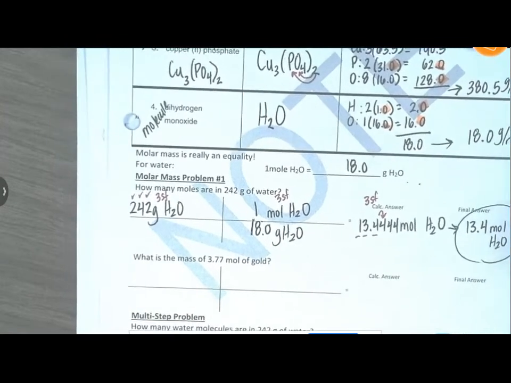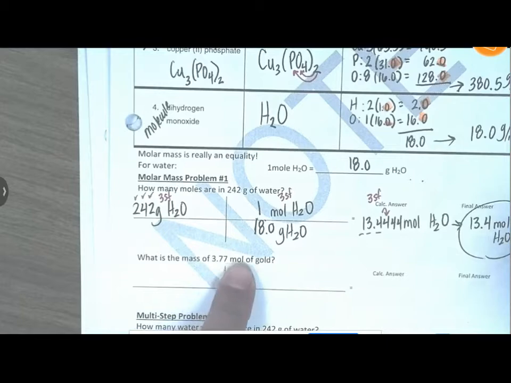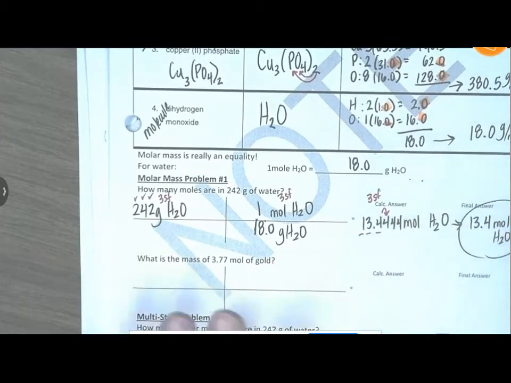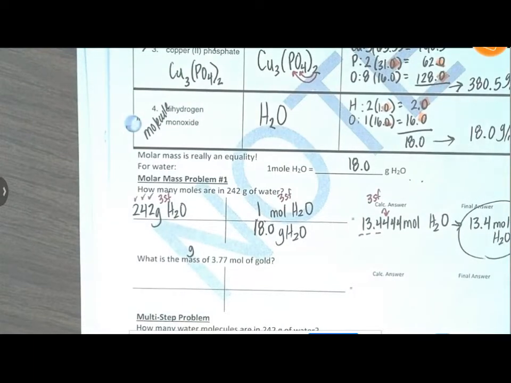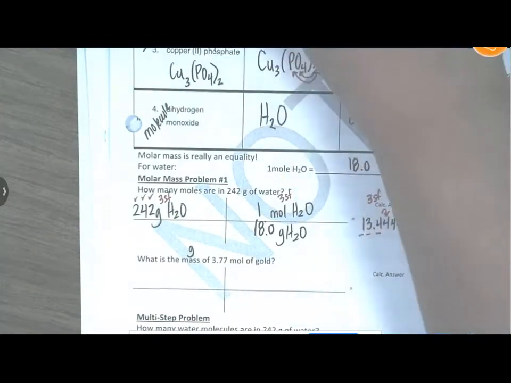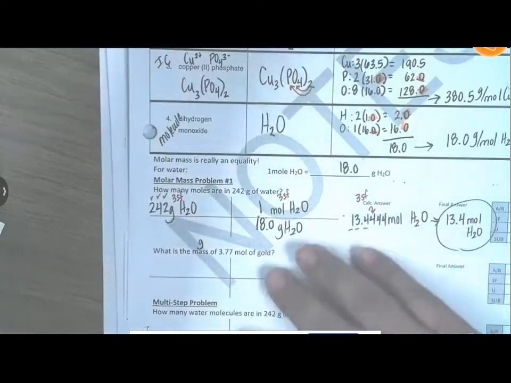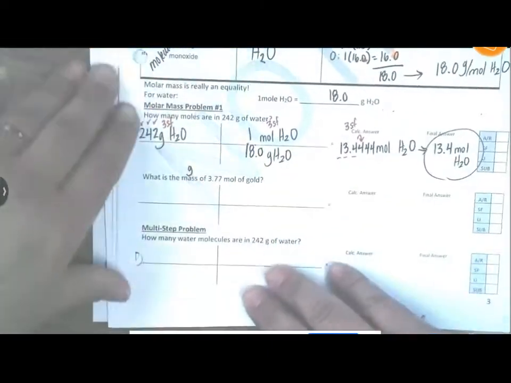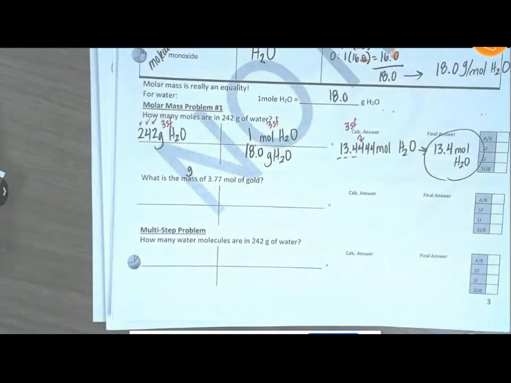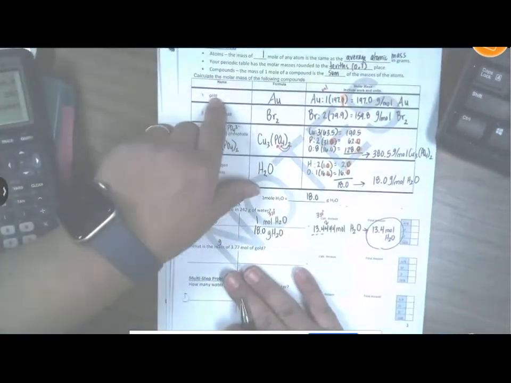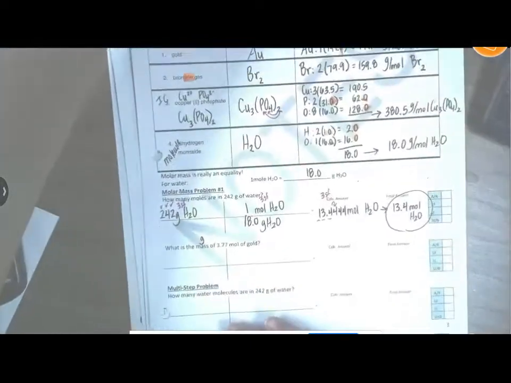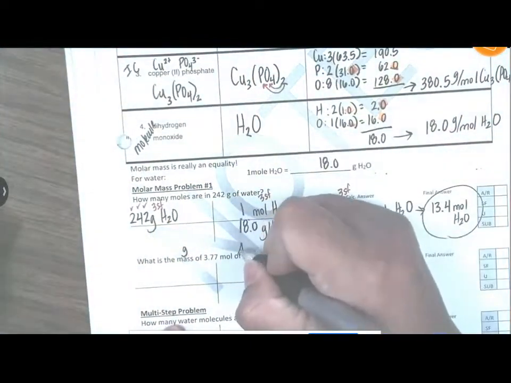All right, let's do the next one. What is the mass of 3.77 moles of gold? Anytime I ask you for the mass, it's definitely going to be in grams. We don't use pounds. That's an English unit. We're talking about using grams because that's what we use in the lab. Well, I got to know what gold is. Luckily, I've already used gold. Gold is this one up here, Au. So I know that gold is Au.